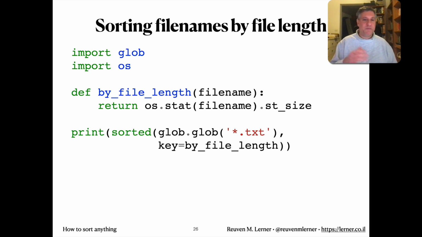It's just like this: print sorted of glob.glob of star.txt. That gives me the list of text files in the current directory. I'll say key equals by_file_length.